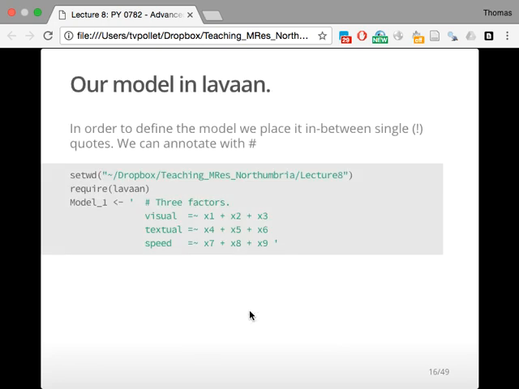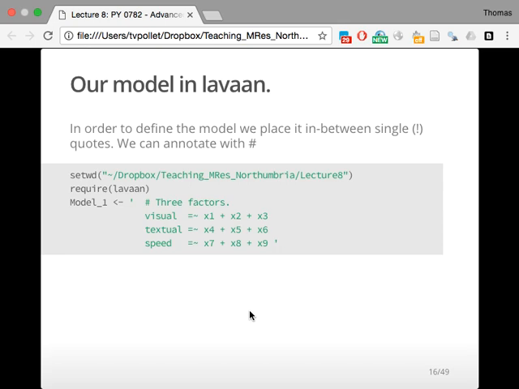Now for our model in lavaan, in order to define the model, very important, we have to place it between single quotes, not double quotes. If we think of this in R terminology, it's a string. Lavaan will read it and look for things that resemble lavaan code. So this is not a data frame. This is not a variable. It's a string.